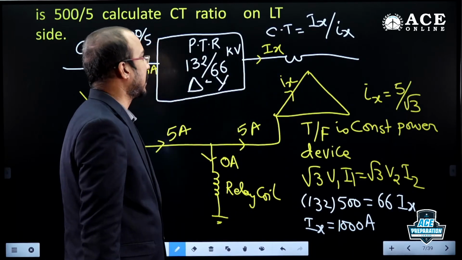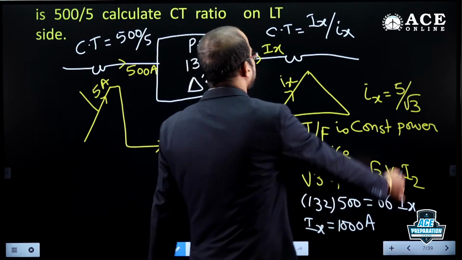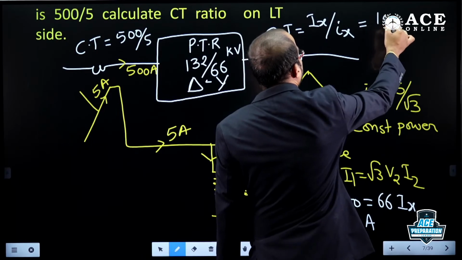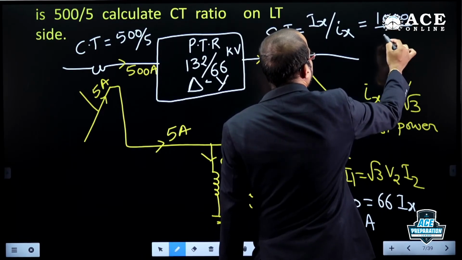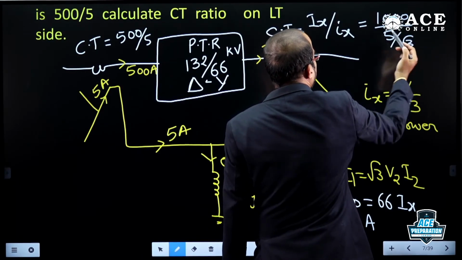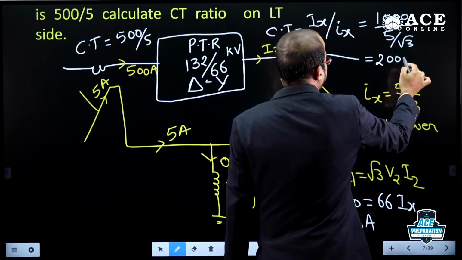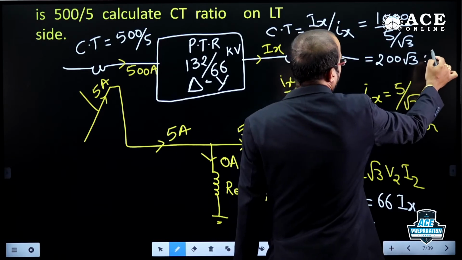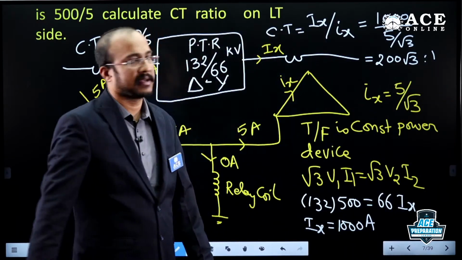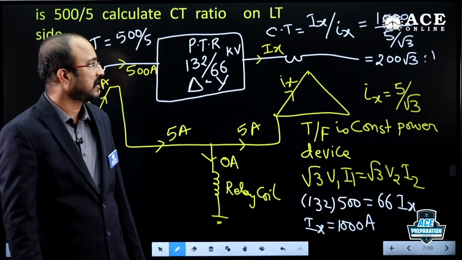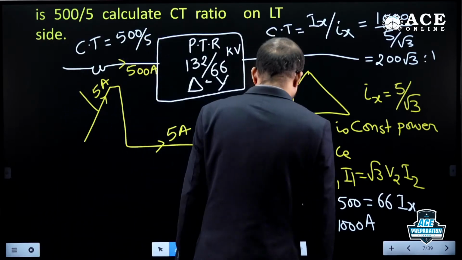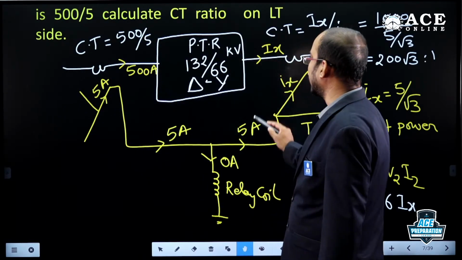So we got both capital X and small x. What is the CT ratio here? 1000 by 5 by root 3. So the answer is 200 root 3 is to 1. Can we write it like this? Yes, 200 root 3 is to 1 is the CT ratio. This is the procedure to find the CT ratio.